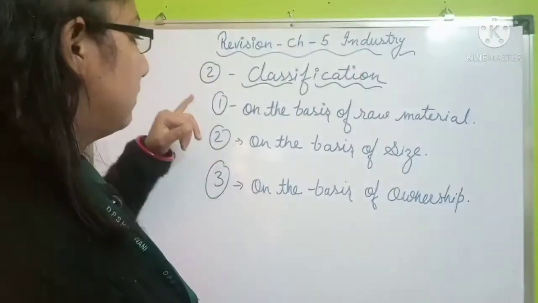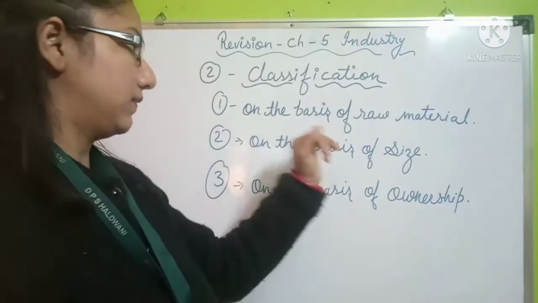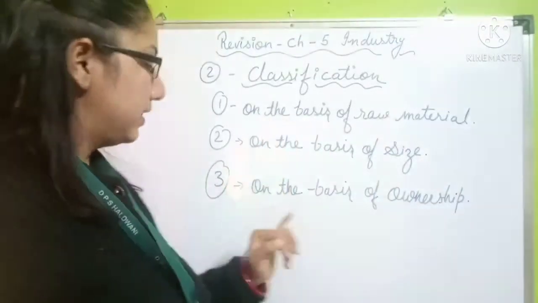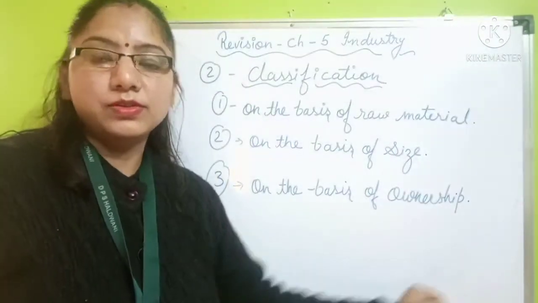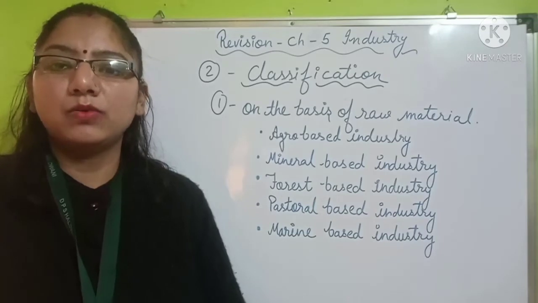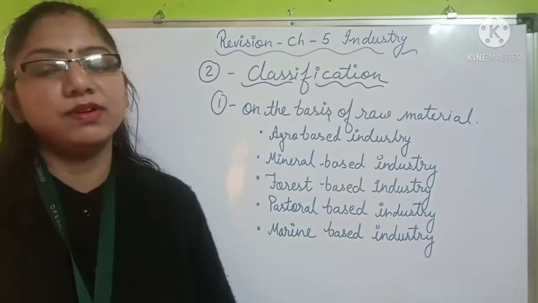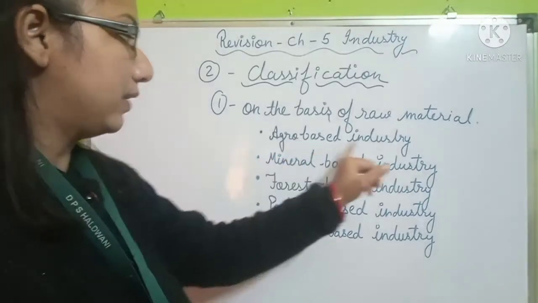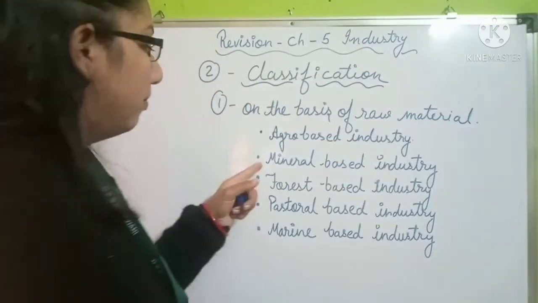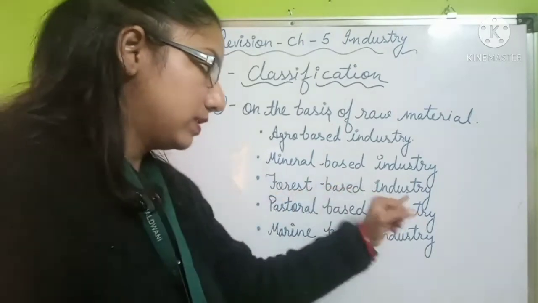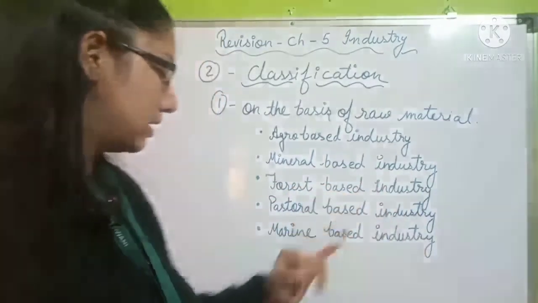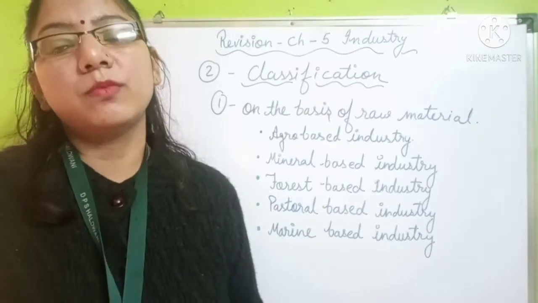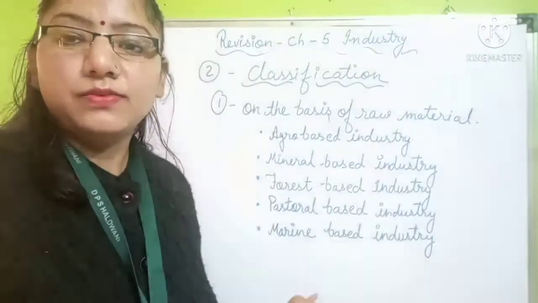So now we will study what are the different types of industry and the classification. First we will see on the basis of the raw material, then on the basis of its size, and after that on the basis of ownership. So let's start. Students, if we talk about on the basis of raw material availability, the industry can be classified as agro-based industry, number 2, mineral based industry, number 3, forest based industry, number 4, pastoral based industry, and number 5, marine based industry. There are many more types, but generally on the basis of raw material availability, it is categorized into these 5 types. So let's see one by one.